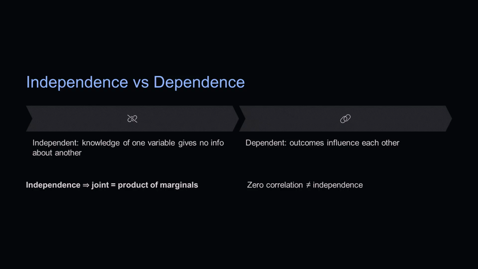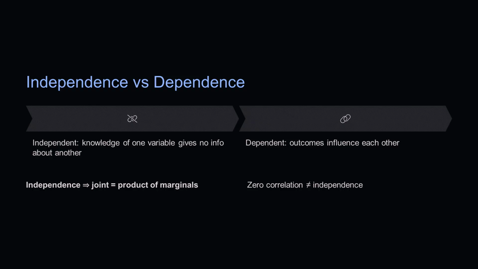However, here's an important warning. Zero correlation does not mean independence. Correlation measures only linear dependence. Two variables can have zero correlation but still be nonlinearly dependent. For example, if one variable represents returns and another represents the square of those returns, correlation may be zero, but the relationship is clearly not independent. This is why good risk models go beyond correlation and why multivariate modeling is essential.